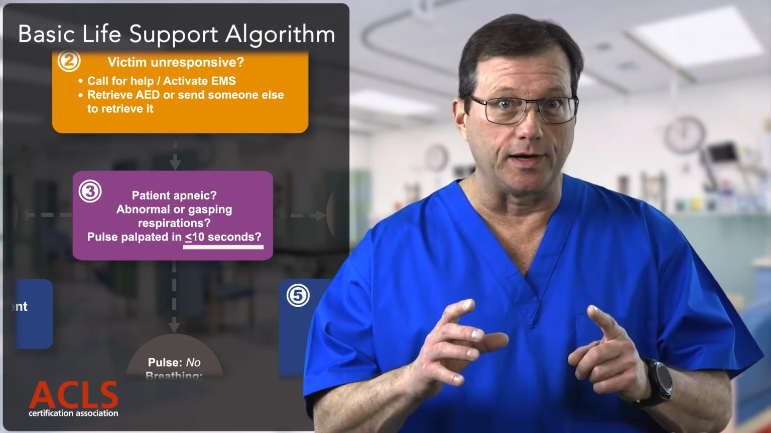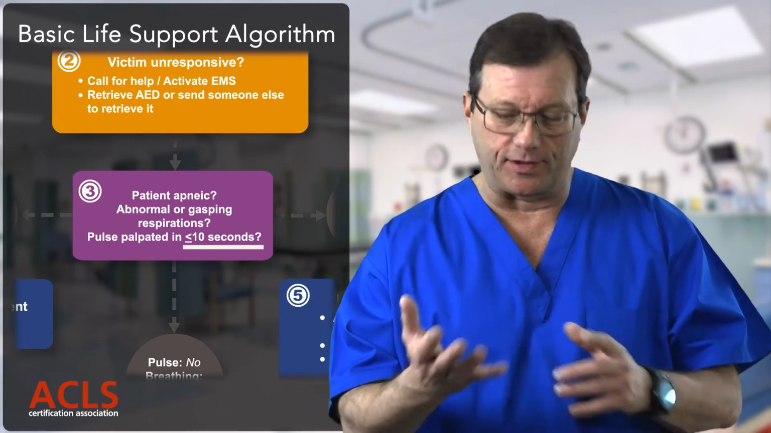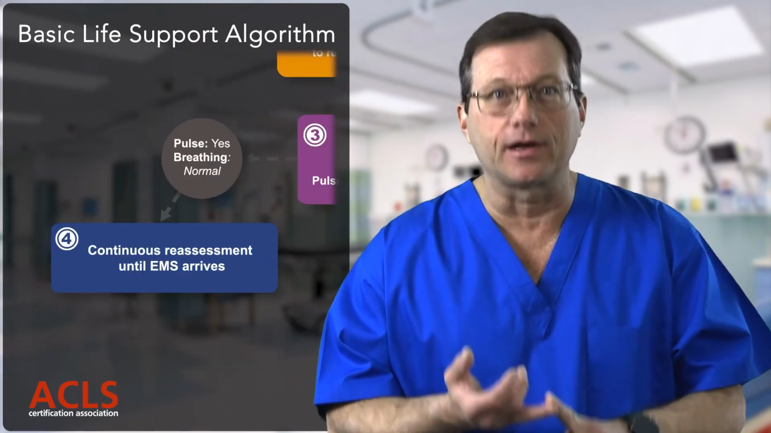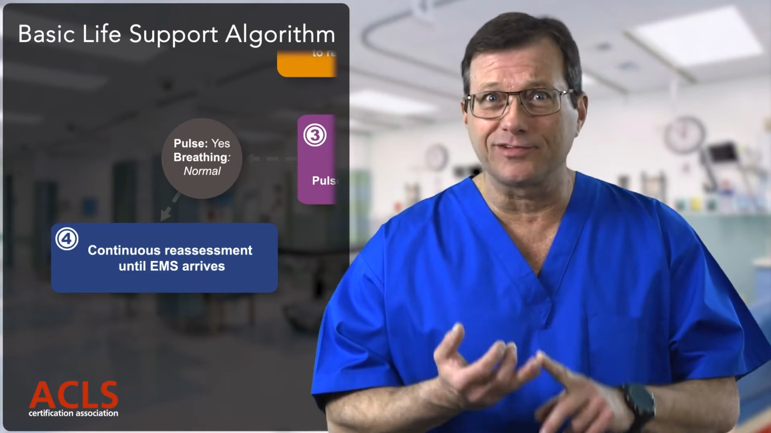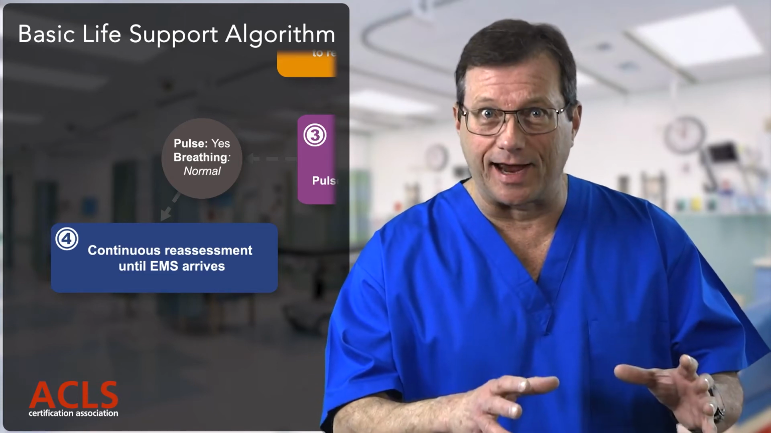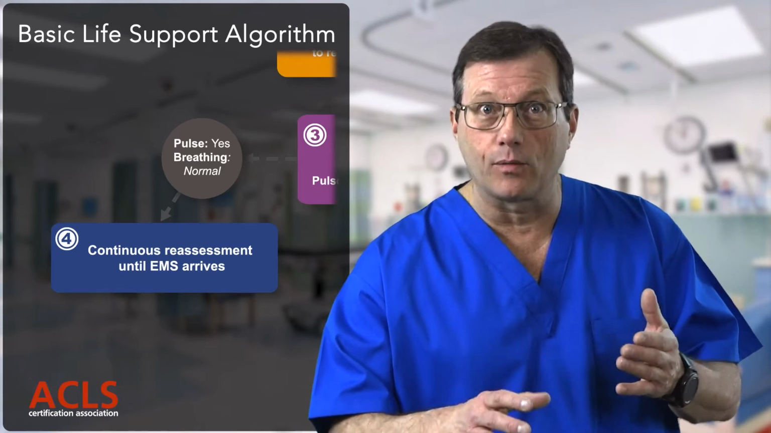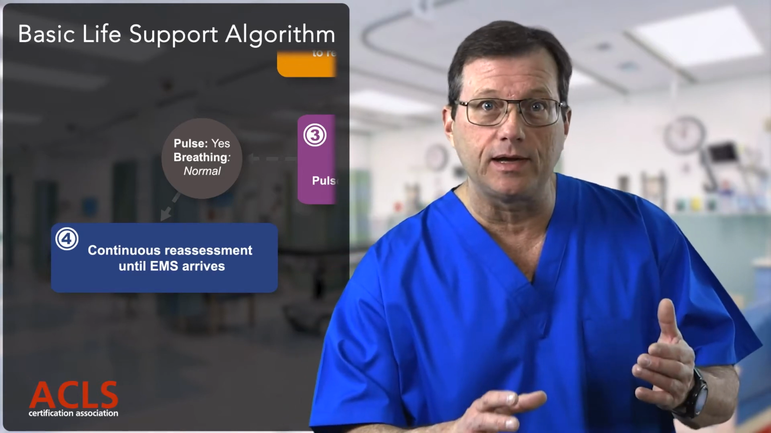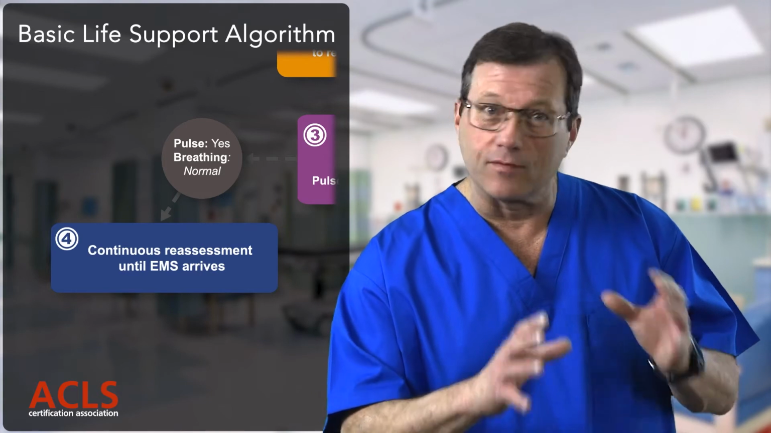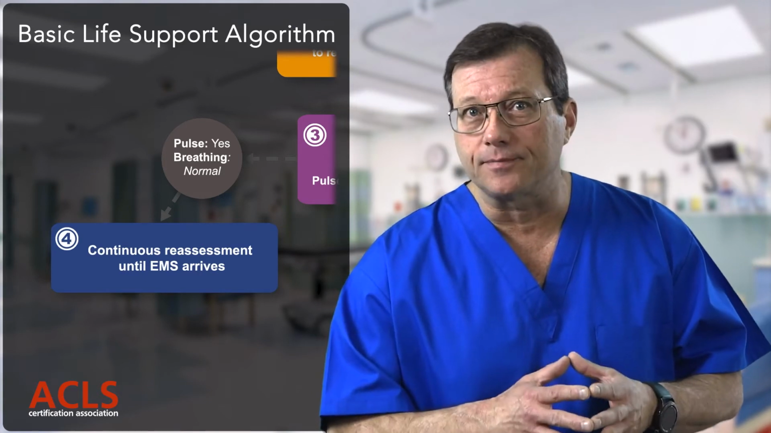Now at this point, the algorithm breaks this patient into 3 possible scenarios. The first one being, during our assessment, we find that they have adequate pulse and adequate respirations. At this point, all you're going to do is watch this guy. Continually reassess the patient. Make sure they have an airway, maintain the airway if need be, but really we're just going to watch them for any changes until help arrives.